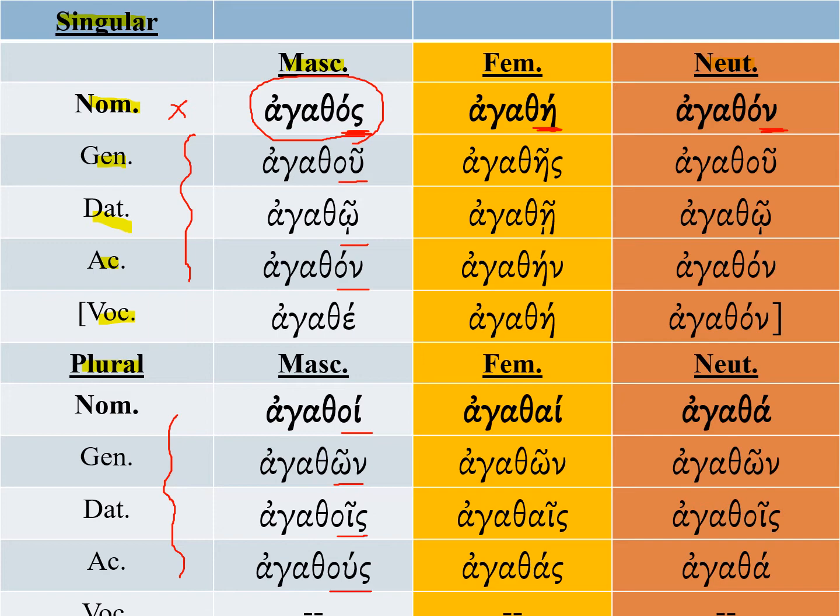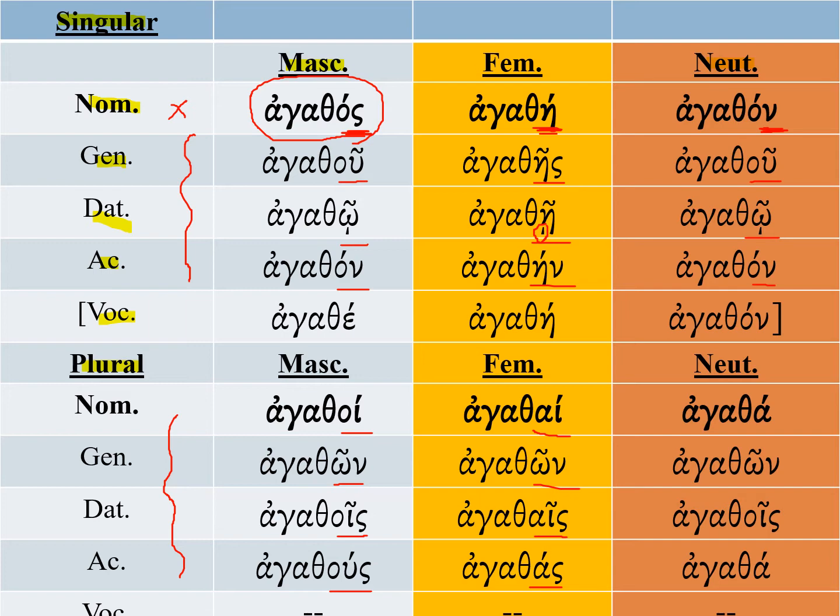adjective agathos, in nominative it becomes agathe, feminine genitive singular agathes, dative agathe, notice the iota subscript, and accusative is agathen. Then when we go to the plural forms, agathai, agathon, agathais, and agathas. And finally, when we look at the neuter form of the adjective, the nominative case would be in singular agathon, genitive agathou, dative agatho, and accusative agathon.